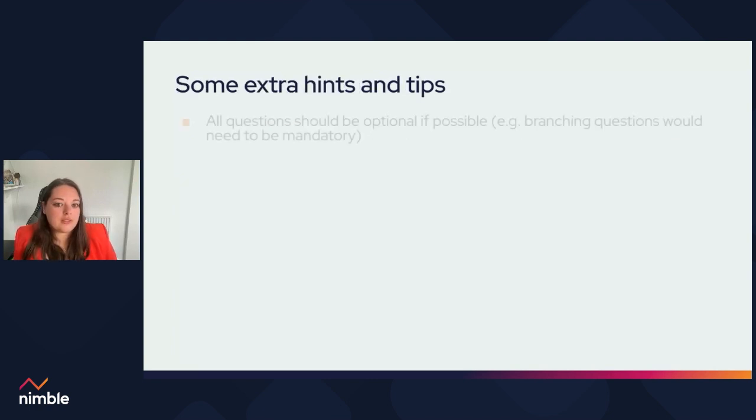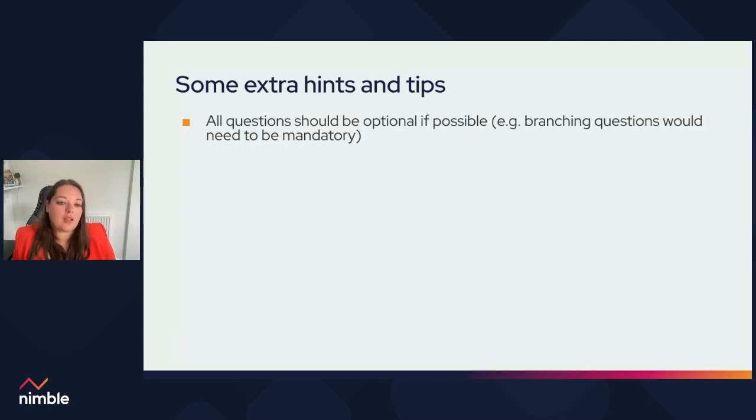And some extra hints and tips for these. So all questions should be optional if possible. It's not always possible. Sometimes you want to force somebody to answer a question. That's fine. Just instead of having them all mandatory by default, make them all optional by default, and then choose which ones you want to make mandatory. Things like branching questions would need to be mandatory. Give them an opt-out if they need to, but then it determines which path that user is going to take.